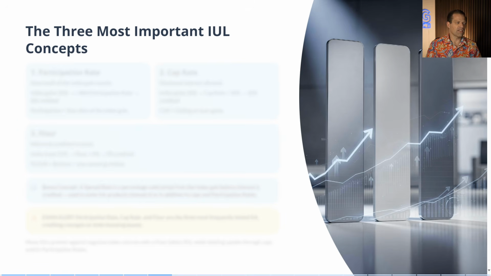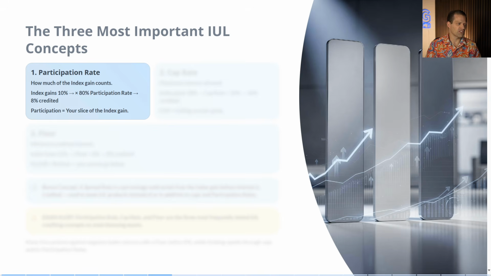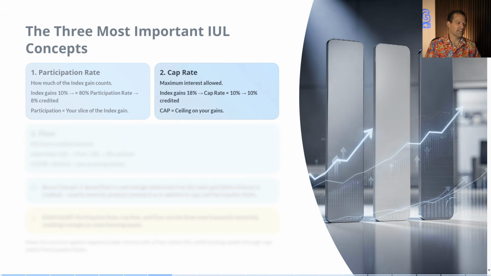Okay. Here are the three most important concepts with IULs. First is the participation rate. This is how much of the index gain counts. So here's an example. If the index gains 10% and you have an 80% participation rate, you get 8% credited. So your slice of the index gain is the participation. Okay. The cap rate is the maximum amount of interest allowed. So let's say your index gains 18%, but you're capped at 10%.